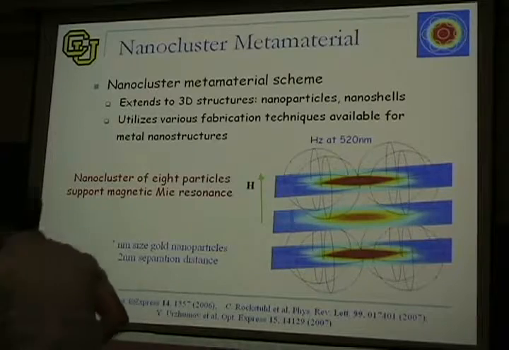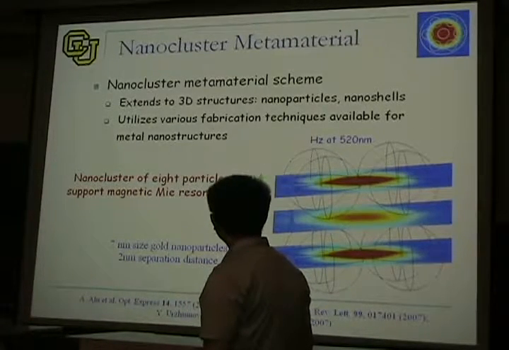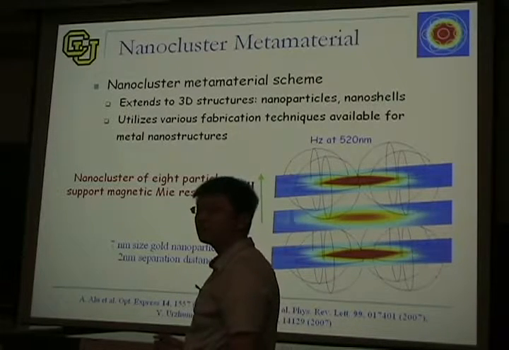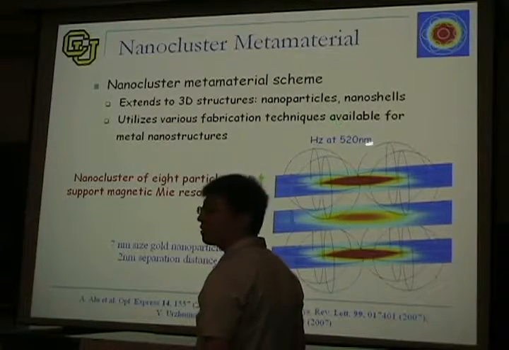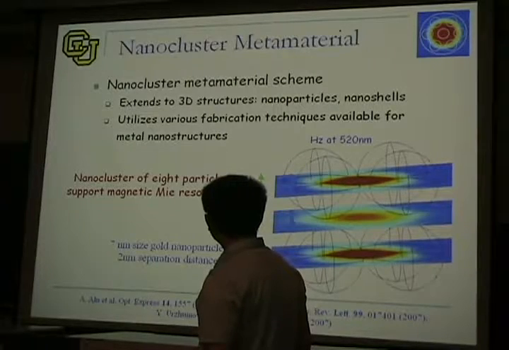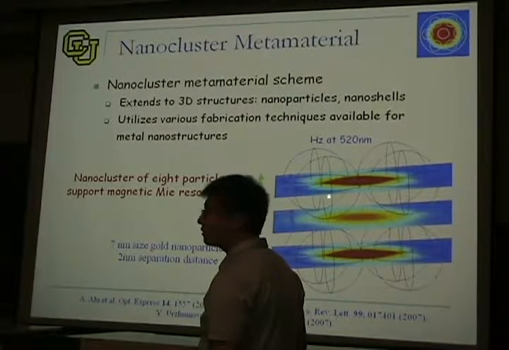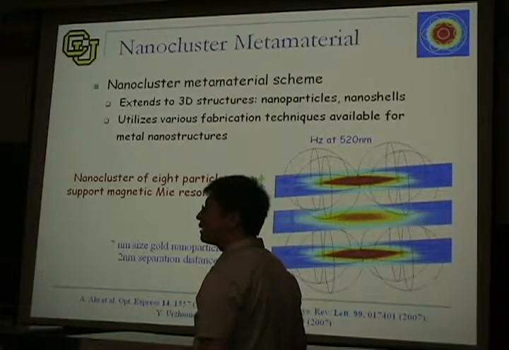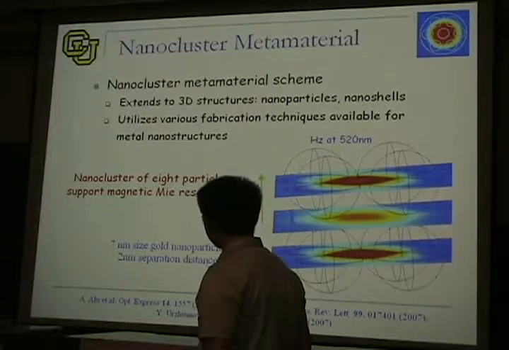And indeed, we've shown that this magnetic metamaterial scheme can be extended to three-dimensional structures composed of nanoparticles and nanoshells. As an example, I show here a nanocluster composed of 8 gold nanoparticles forming this cubic kind of structure, and it supports magnetic resonance at visible wavelengths.